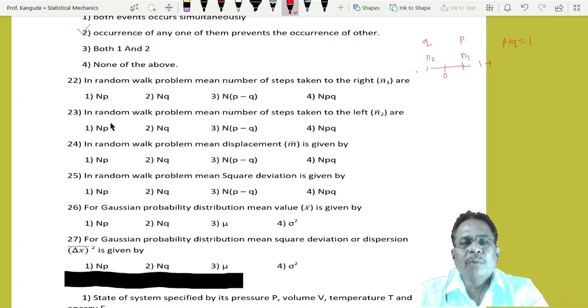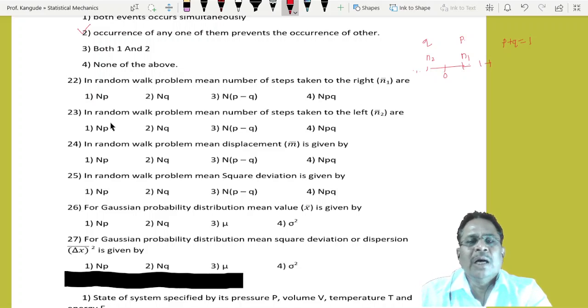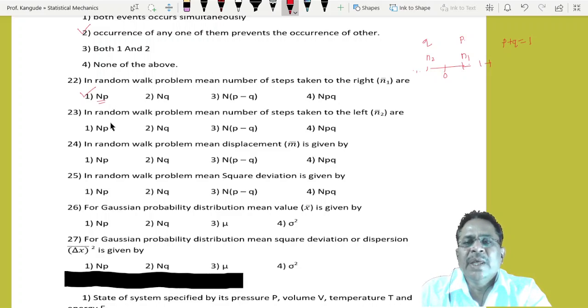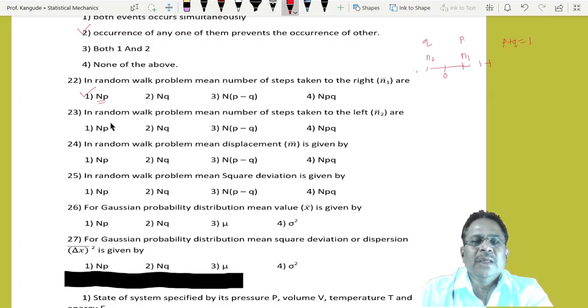So in the random walk problem, the mean number of steps taken to the right, n1 bar, is the product of the total number of steps multiplied by the probability that the steps taken will be on the right-hand side. So NP is the correct answer for this. NQ is the answer for n2 bar. The third option, n into P minus Q, is also not correct, and NPQ is also a different thing there. So this is question number 22.